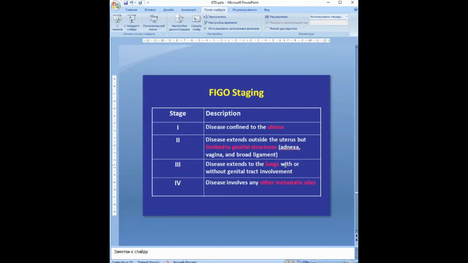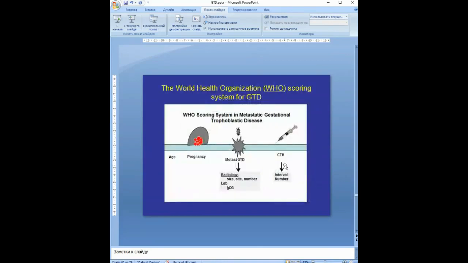Stage 3, disease extends to the lungs with or without genital tract involvement. Stage 4, disease involves any other metastatic sites. In this picture, you see the illustration of World Health Organization scoring system for GTD.